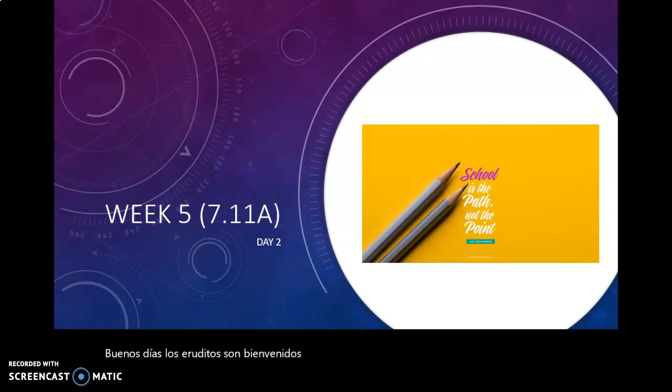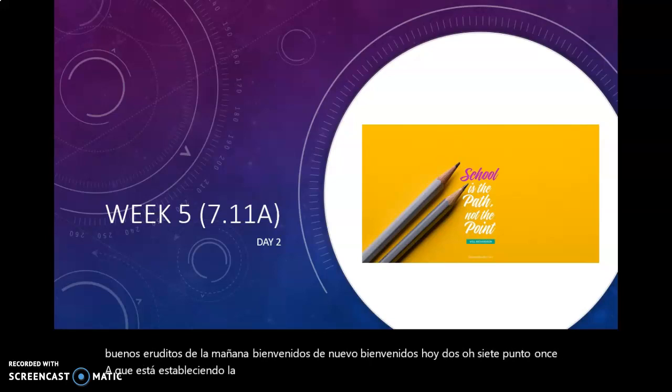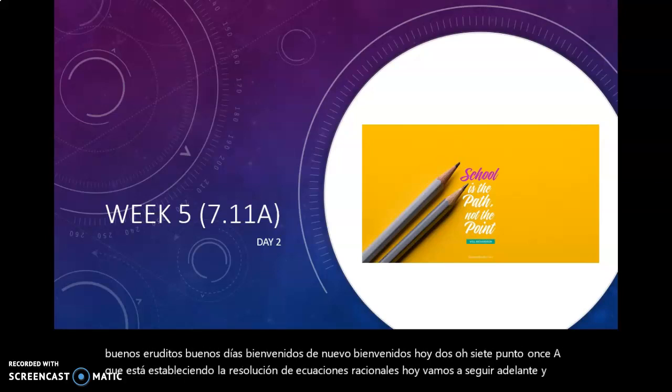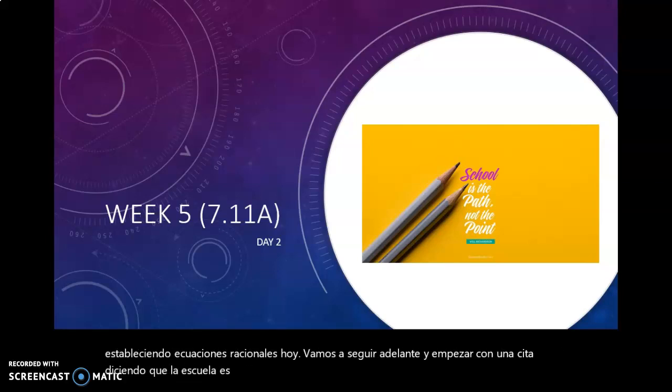Welcome to day 2 of 7.11a, which is setting up solving rational equations. Today, we're just going to start off with a quote saying that school is the path, not the point. Meaning that this whole ordeal is a journey, guys.